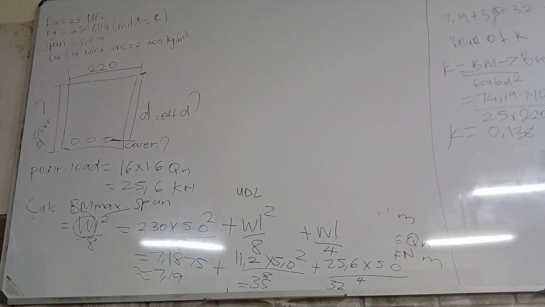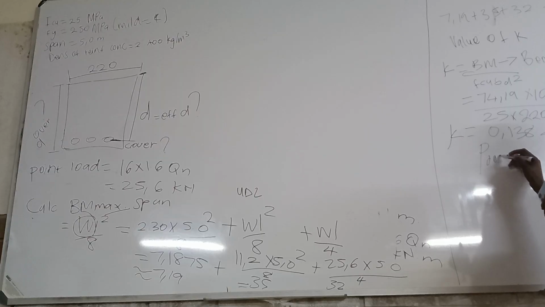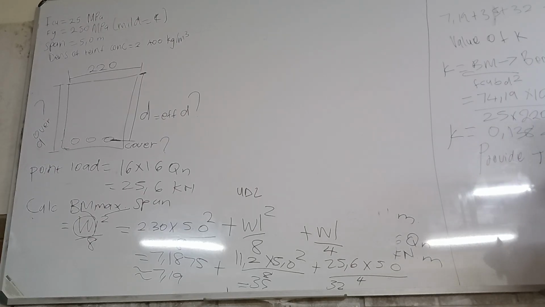You need to determine whether it is less or greater than the value of K prime. So K is equal to 0.138. It is less than K prime, which is 0.156. So if K is less than K prime, what does it mean? Provide tension reinforcement.